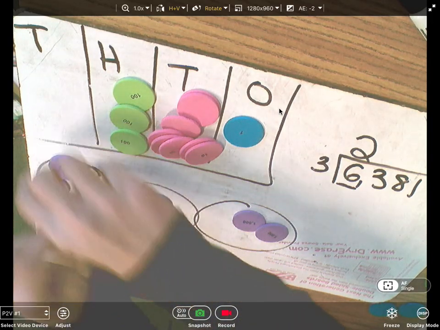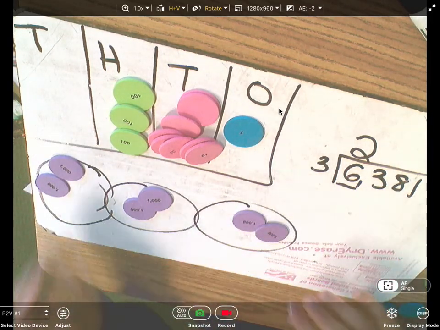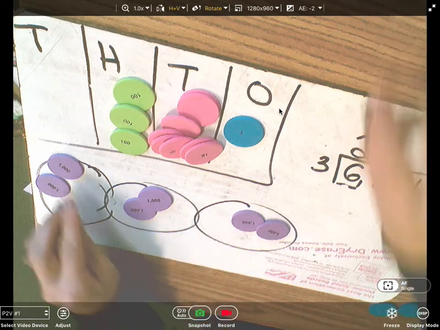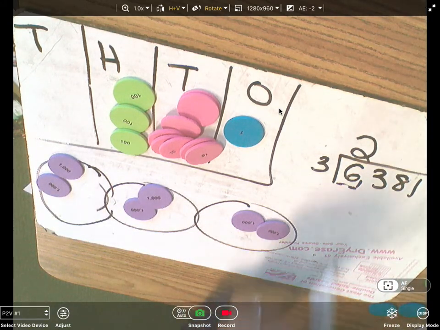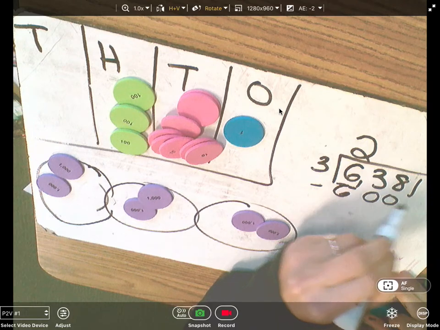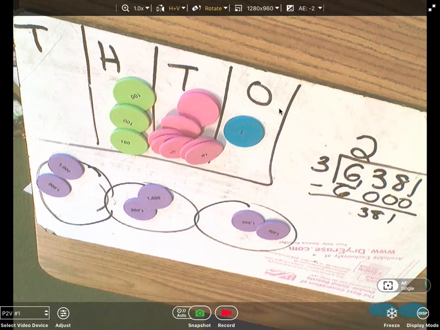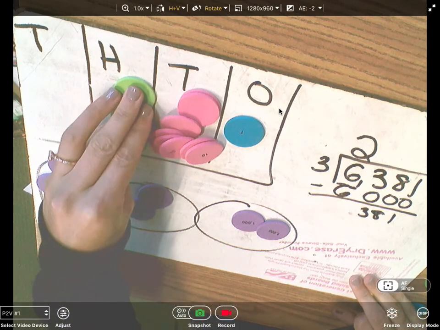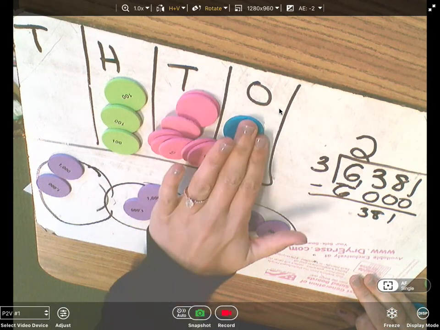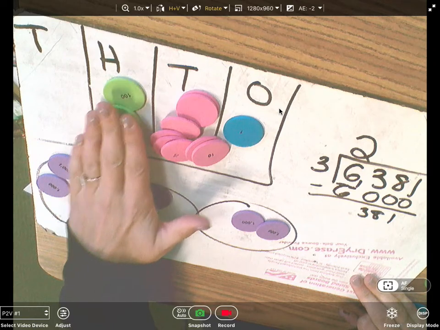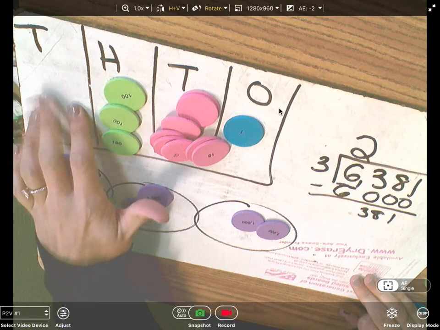And then if you look, I've given away all my thousands: 2,000, 4,000, 6,000. So I'm going to take away the 6,000 that I gave away. And now I have 381 left. So look, I still have my 300s, my 8 tens, and my 1 one. I'm now moving into my hundreds place because I don't have anything to regroup from my thousands.